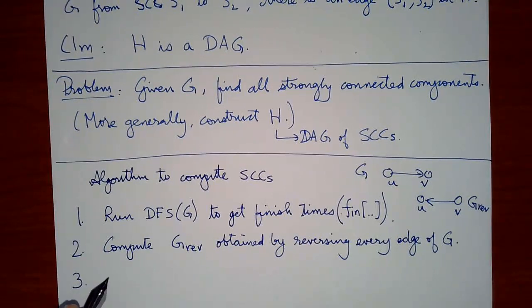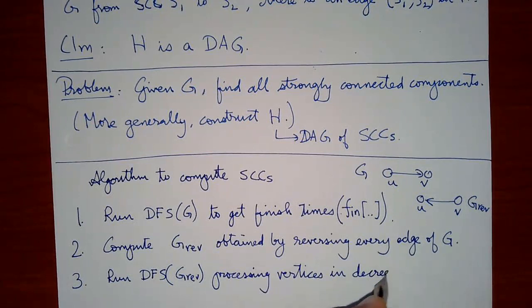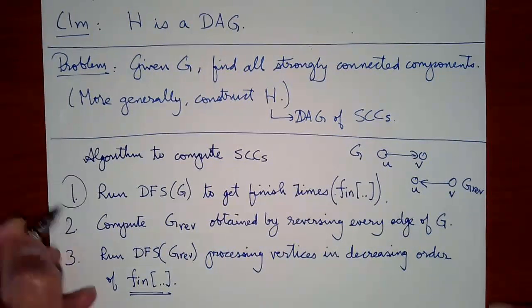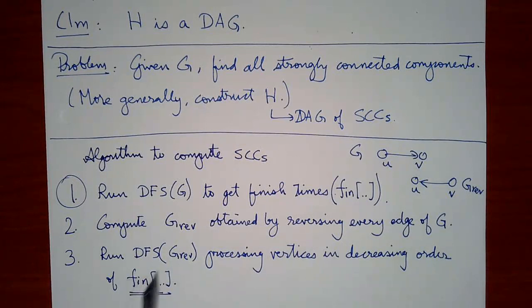Now here is the clever bit. You run DFS on the reverse graph, processing vertices in decreasing order of the finish times. Remember, these finish times were obtained in step 1. So you run a depth first search on the reverse of the graph, processing vertices in the decreasing order of the finish times.